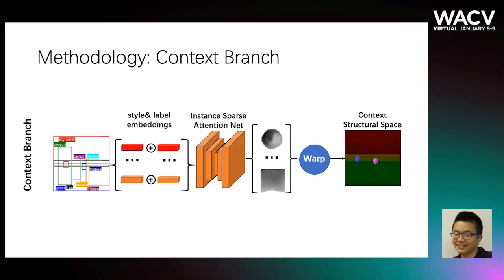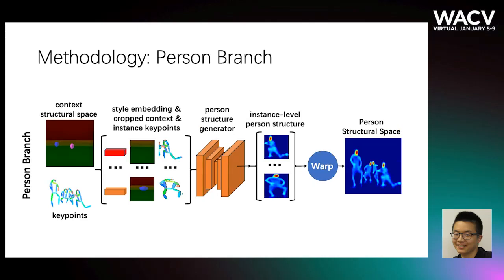The context branch outputs attention masks for each object and puts them into corresponding locations using binary warping. The person branch is another neural network to project multiple keypoints into person structures one by one and put them into locations specified by person bounding boxes.